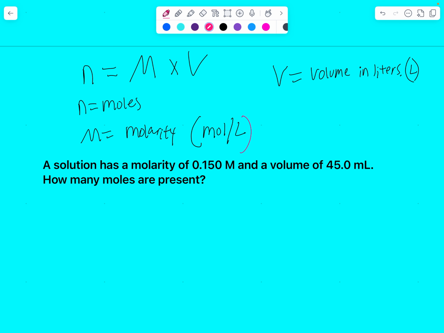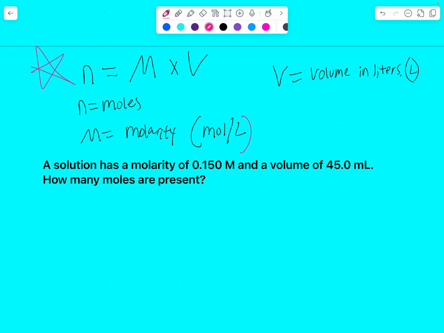So, here's the equation with the big star. N equals M times V. N is moles, M is molarity, which is moles over liters. V is volume, only measured in liters in this formula, all right? This equation converts concentration into actual amount. So, let's get started.